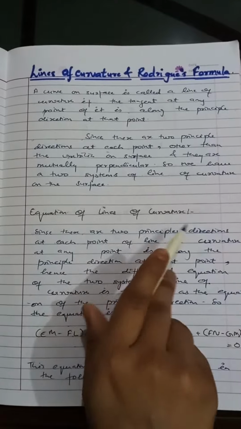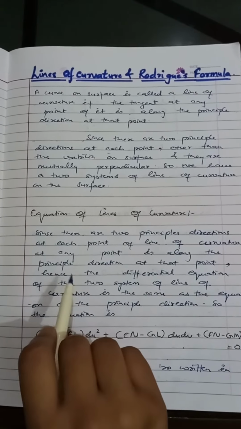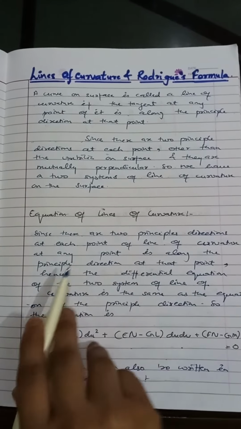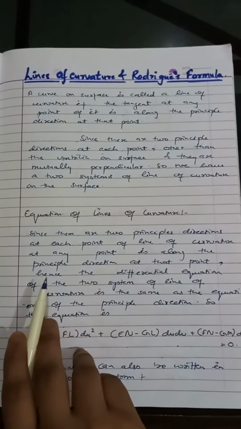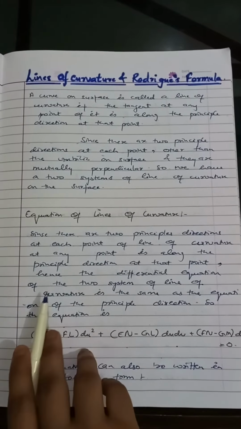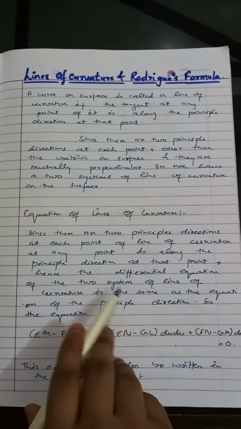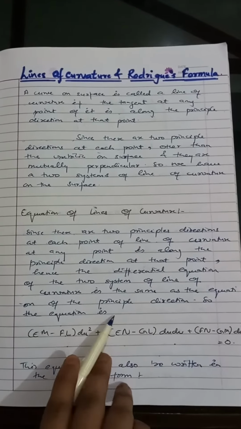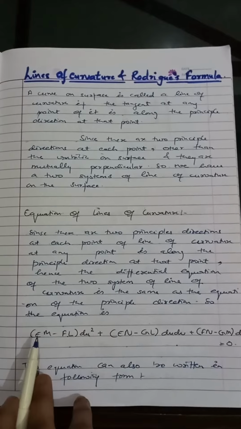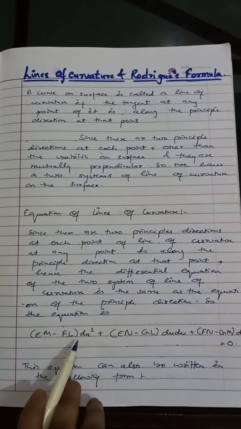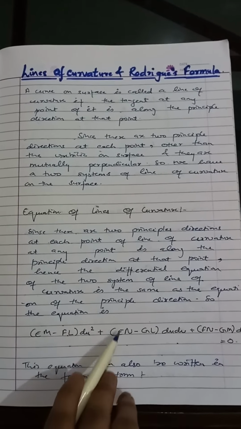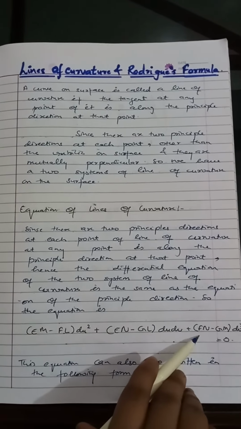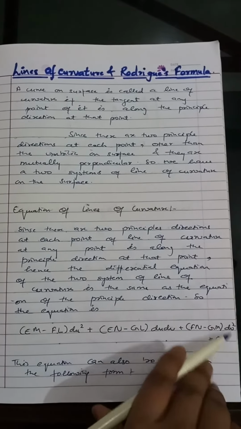Now, the equation of the line of curvature. Since there are two principal directions at each point, the line of curvature at any point is along the principal direction at that point. Hence the differential equation of the two systems of lines of curvature is the same as the equation of the principal direction. So the equation is (EM minus FL) du square plus (EN minus GL) du dv plus (FN minus GM) dv square is equal to 0.